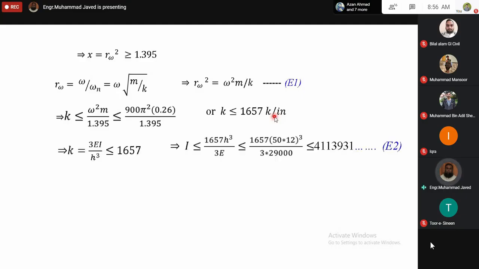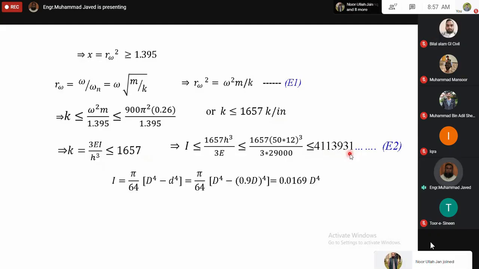So K can be taken as 3EI over L cubed. E is given, L is given, only unknown is I, and which we can find. And the calculation shows that I shall not be less than 4113931 inch raised to power 4.